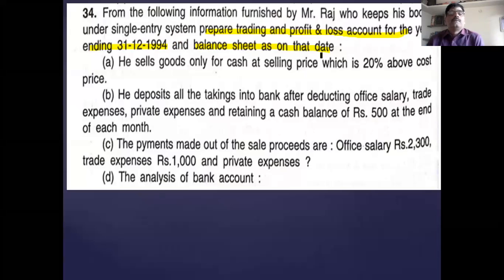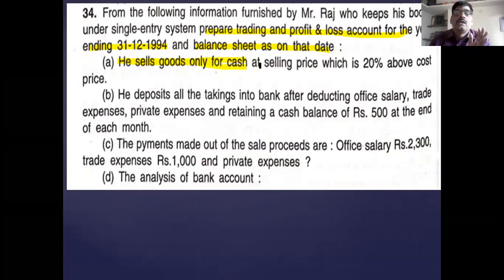Then the first point you see here: he sells goods only for cash. He sells goods only for cash means there is no credit sale. Where there is no credit sale, there is no debtors account and no bills receivable. So there is no need of preparing the debtors account and bills receivable because all sales are on cash basis.